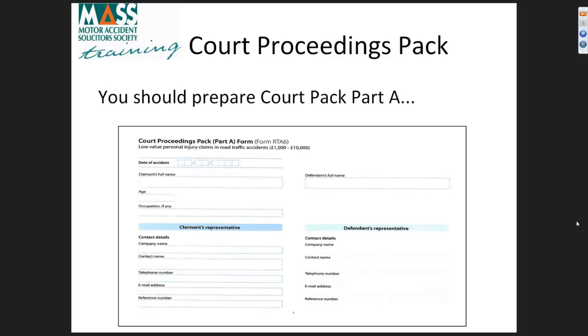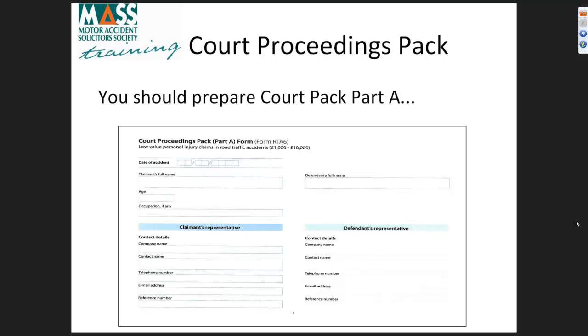So, the Court Proceedings Pack, Part A. What is this? How does it impact us? Most of you will be familiar with the Court Proceedings Part A, because apart from this bit on the front, the majority of it is exceedingly similar to your Stage 2 settlement pack.